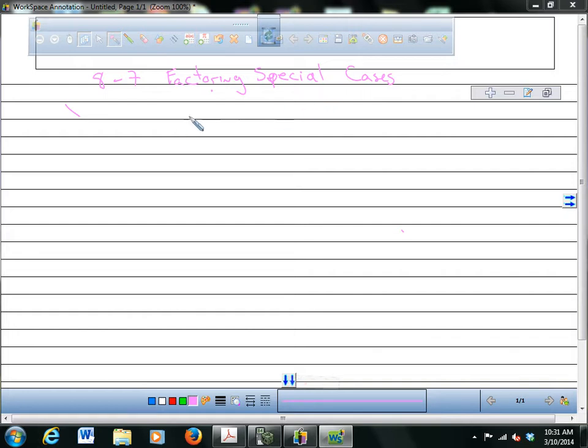Factoring special cases. There are 3 special cases. There's the case of (a plus b) squared, which, if I FOIL this out, is equal to a squared plus 2ab plus b squared. We've already gone in this direction, but some of you didn't really get that. Then we have (a minus b) squared, which is equal to a squared minus 2ab plus b squared. And then we have (a plus b) times (a minus b).